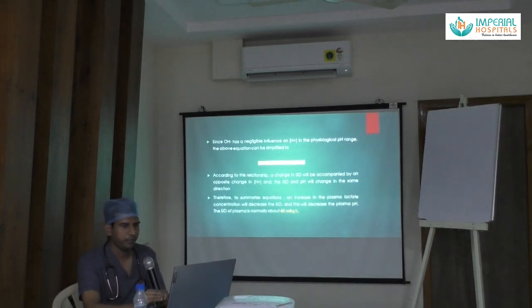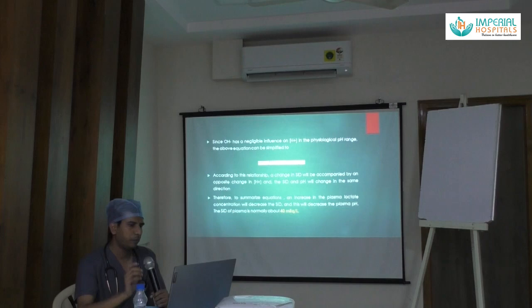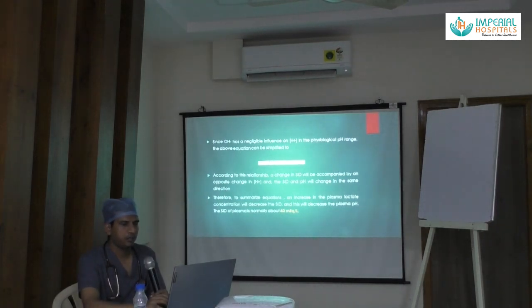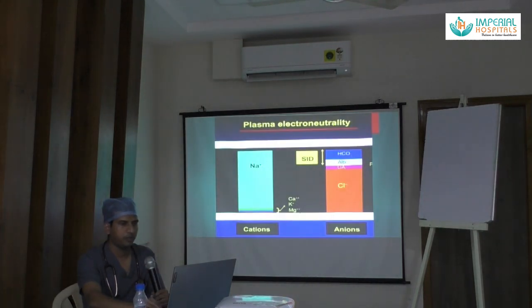If we consider pH here, the pH and strong ion difference are parallelly related, like they move in the same direction. Therefore, to summarize, an increase in plasma lactate concentration will decrease the strong ion difference, and this will decrease the plasma pH. The strong ion difference of plasma is normally about 40 milliequivalents per liter. The difference between strong cations and strong anions is the strong ion difference, so it maintains the plasma electroneutrality.